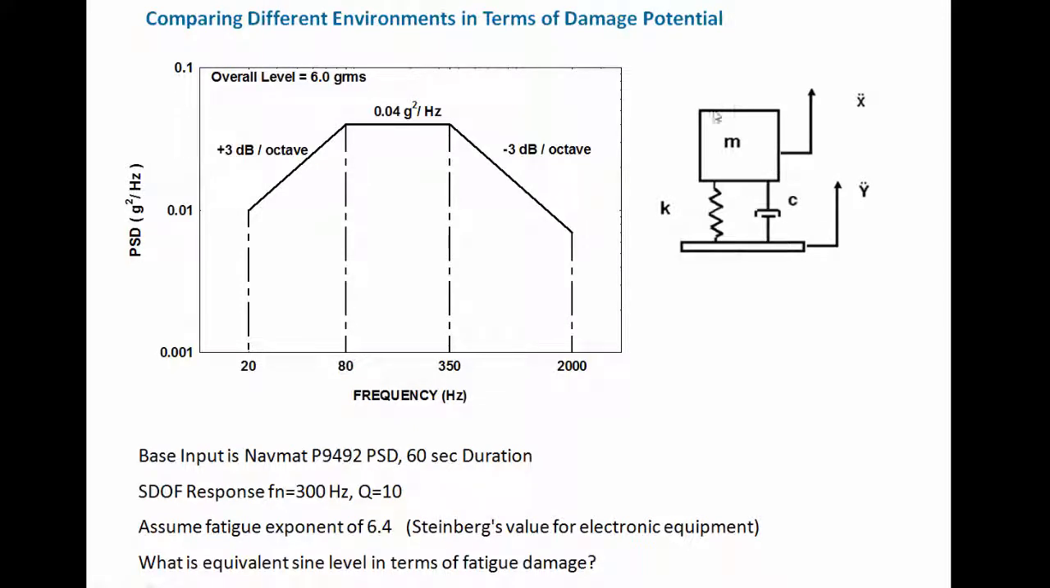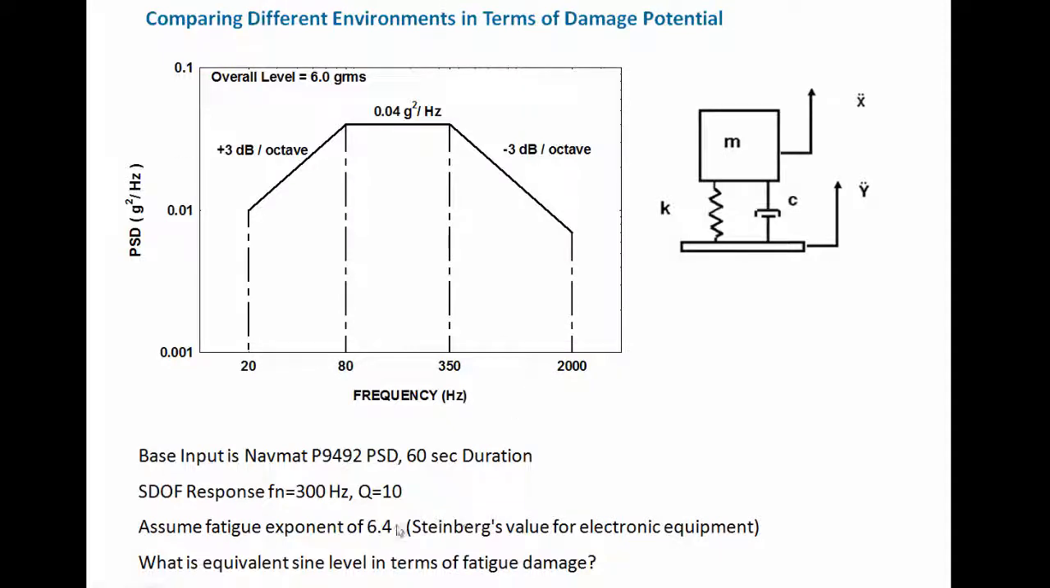And we're going to assume that we have a single degree of freedom system, a spring mass system as shown here, with a natural frequency of 300 hertz and a Q value equal to 10. So that's the amplification factor, and that's equivalent to 5% damping. Now what we want to do is, well, this is going to take several steps. First, we're going to synthesize a time history to satisfy that PSD. Then we're going to apply that as a base input to the spring mass system and calculate the acceleration response of the mass. Then at that point, we're going to calculate the equivalent relative damage.